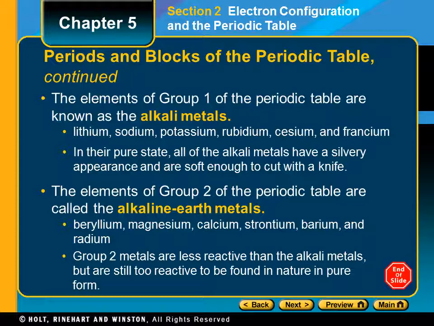But the alkaline earth metals are still too reactive to be found in nature in a pure form. So even though they're a lot less reactive than the alkali metals of group 1, they're still pretty reactive.